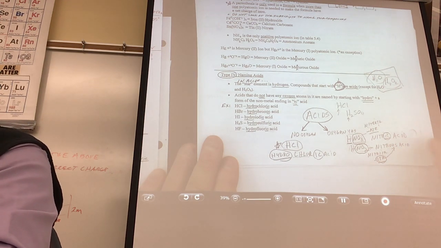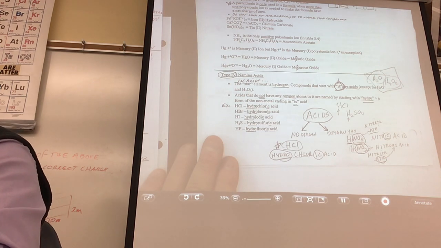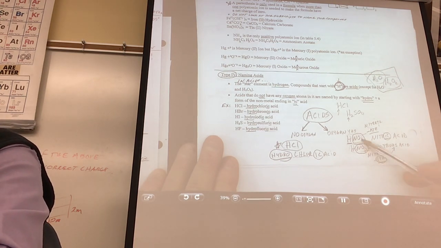Now you can actually piggyback on the other memory trick we had. Remember how iron was +2 and +3 and the big icky monster was +3? Which one of these has more oxygen in it? The big icky, see this guy? So he's going to the icky acid. So nitric, nitrous.